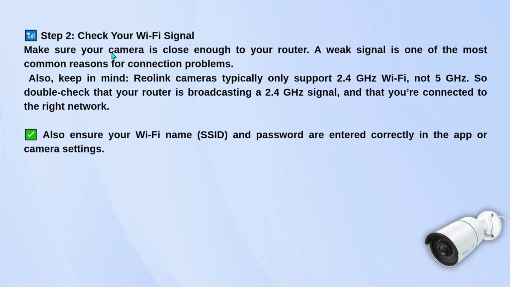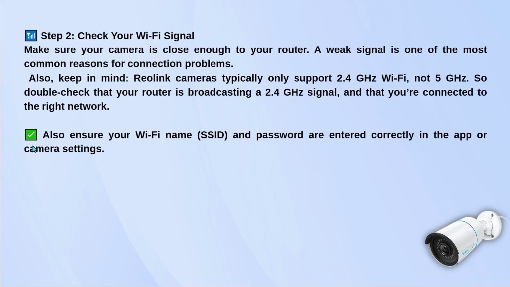Make sure the camera is close enough to your router because a weak signal is one of the most common reasons the connection fails. Also remember that most Reolink cameras only work on a 2.4 GHz Wi-Fi network, not 5 GHz. So confirm that your router is broadcasting 2.4 GHz and that your camera is trying to connect to the right one. It's also worth double checking that your Wi-Fi name and password are typed correctly inside the app, since even one wrong character can stop the connection from working.